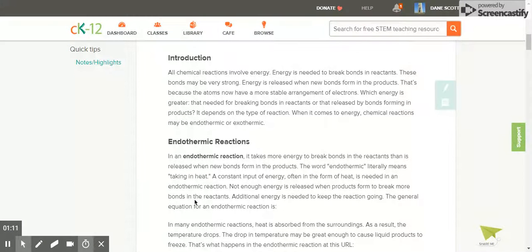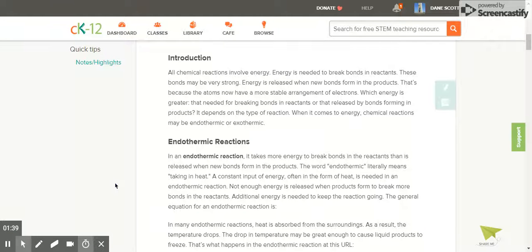Endothermic reactions. In an endothermic reaction, it takes more energy to break bonds in the reactants than is released when the new bonds form in the products. The word endothermic literally means taking in heat. A constant input of energy, often in the form of heat, is needed in an endothermic reaction. Not enough energy is released when products form to break more bonds in the reactants. Additional energy is needed to keep the reaction going.